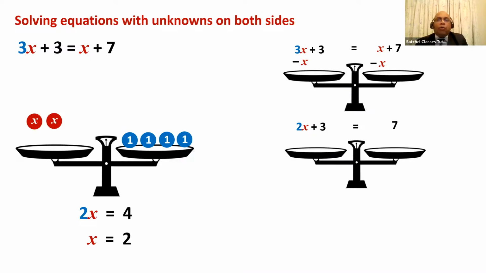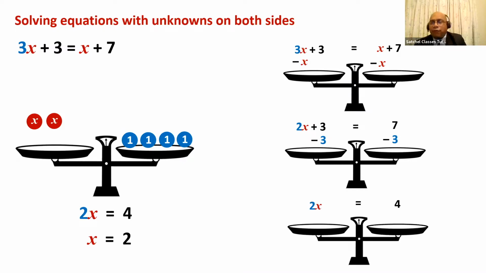What was the next thing that we did? We removed 3 on both sides of the pan, right? So we subtract 3 from both sides. So we'll be left with 2x on the left and 4 on the right. And now 2x equals 4, divide by 2 on both sides to get x equals 2. So this is how we solve equations involving unknowns on both sides of the equation.